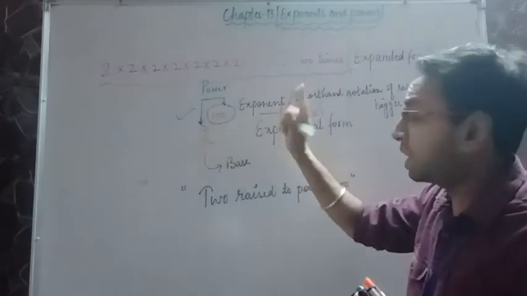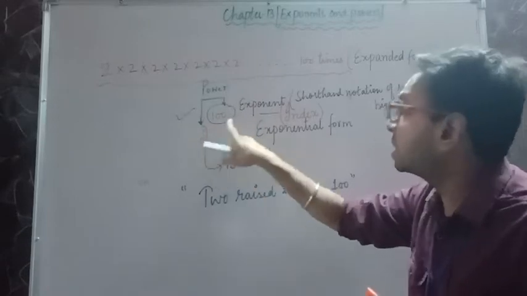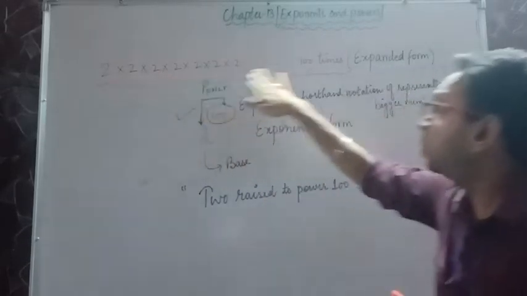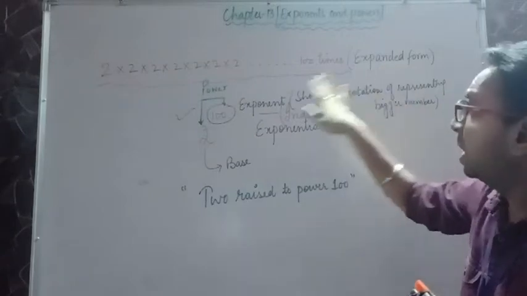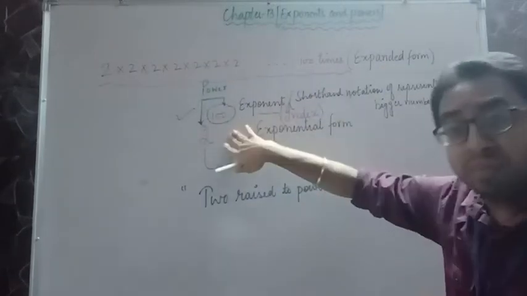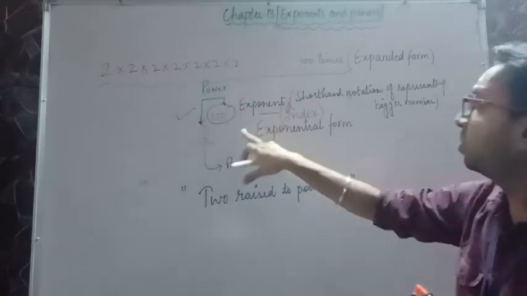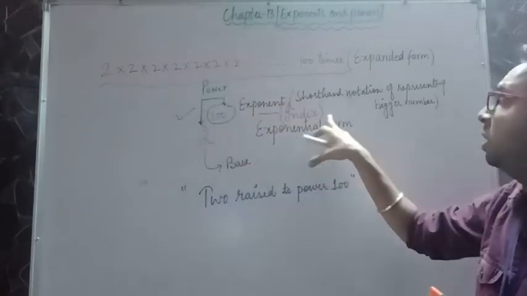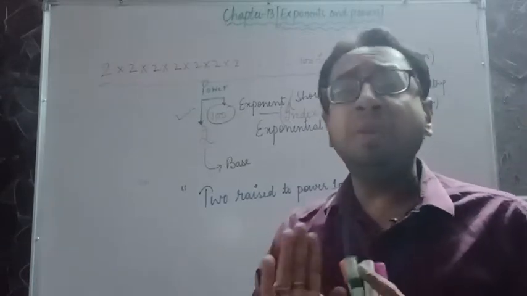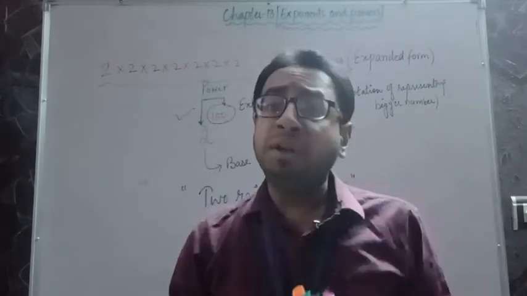So basically, again I am repeating, base and exponent form is called exponential form. This form is known as expanded form. How do we pronounce this? 2 raised to power something, and this together is known as power. Another name of exponent is index. Are we clear? This is one of the basics of exponents and powers.